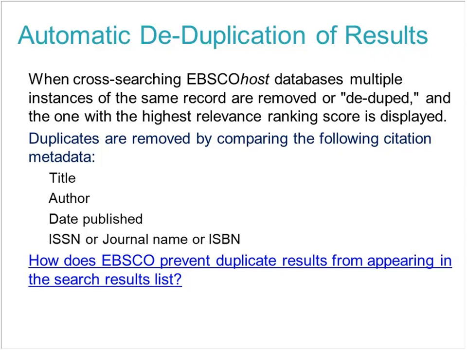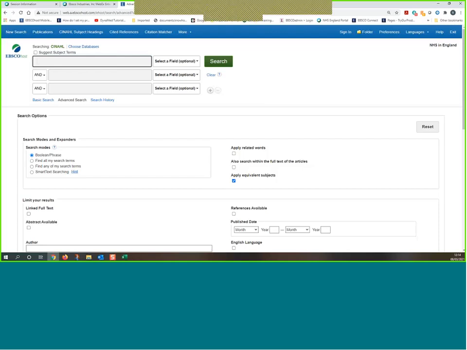Okay, so that's just a bit of the background in terms of the way that you're searching. But we will now go back to the live demo. So this time, we're going to be looking at searching CINAHL individually. Okay, so we're going to switch to the live demo now. Okay, so I'll just share my desktop once more. And you'll see the advanced search page we're on.